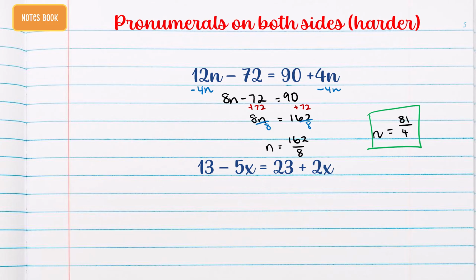Now this one here, I'm once again going to start by adding 5x to both sides just to avoid those negatives. I get 13 is equal to 23 plus 7x. Subtract 23 from both sides. I've got negative 10 is equal to 7x. And then divide both sides by 7 would give me x is equal to negative 10 over 7.